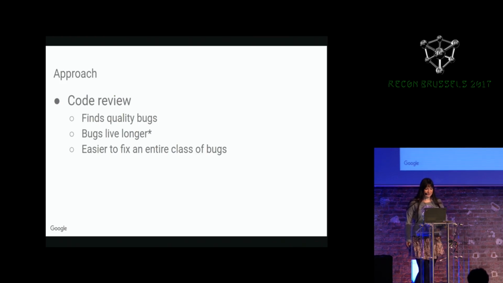And my approach was mostly code review. I find especially if you're in the situation of wanting to find a lot of bugs and do a comprehensive bug finding, find all the similar bugs so that they can be fixed, code review is typically the best. You find quality bugs and you know their quality up front because you know what's causing them. I thought I would find bugs that maybe live longer and are more likely to be used by attackers, although that turned out not to be the case. And also, I found it easier to fix or get entire classes of bugs fixed.